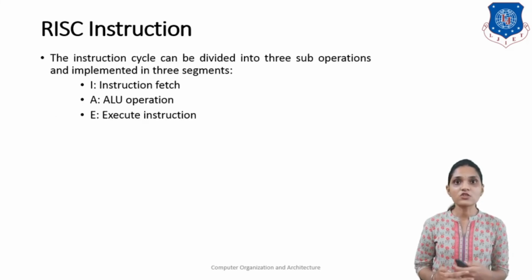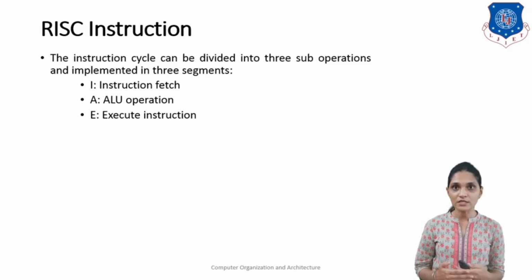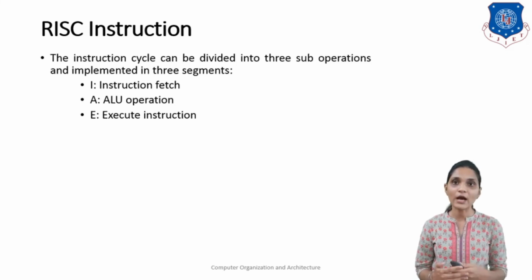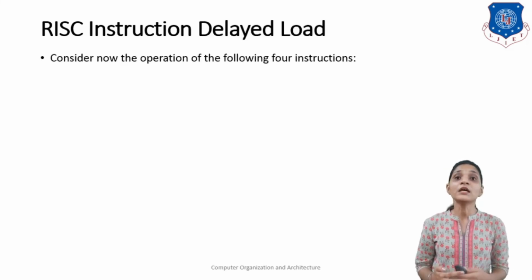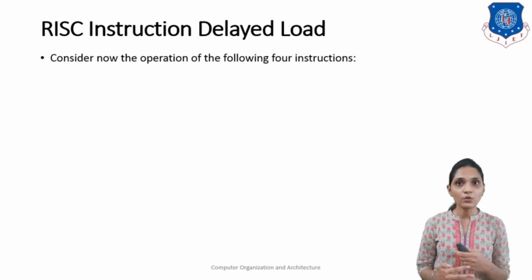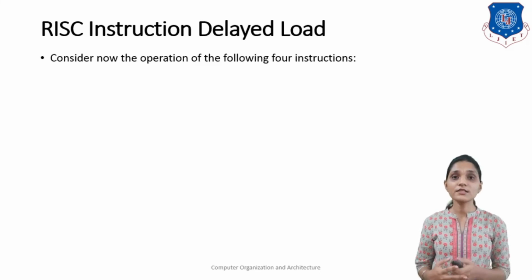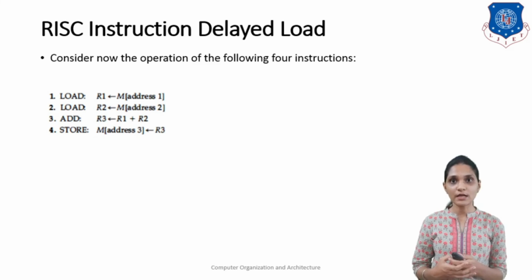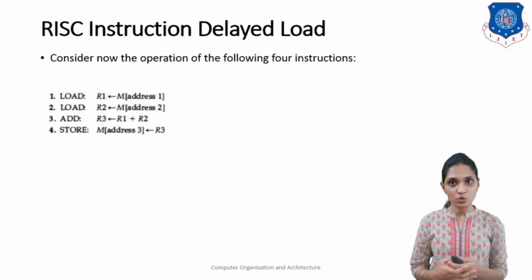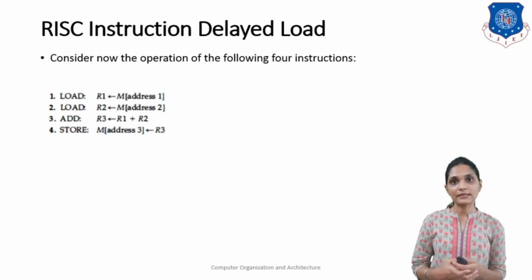So this instruction cycle can be divided into 3 sub operations and implemented in 3 segments: I segment, A segment and E segment. I is the instruction fetch, A is the ALU operation, and E is the execute instruction. So let me consider how we can use RISC instruction. Consider now the operation of the following instructions. Load R1, given memory address 1. Memory address 1 is continually stored into register R1. Load R2 with address 2. Add R3 by R1 and R2 and store register R3 to memory location 3.